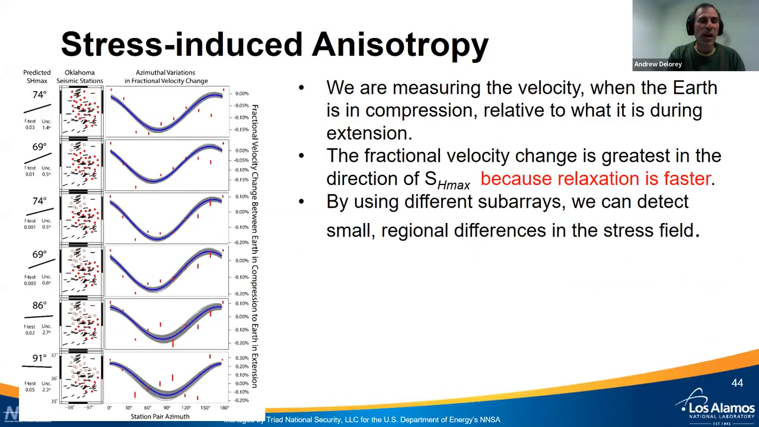So this is how we measure the stress field: by measuring the anisotropy and the relaxation rates, is essentially what we're doing here. And we can see that by using different subarrays, we can measure slightly different orientations of the anisotropy, and it matches pretty well with the different subarrays here. We can detect subtle changes in the stress field.